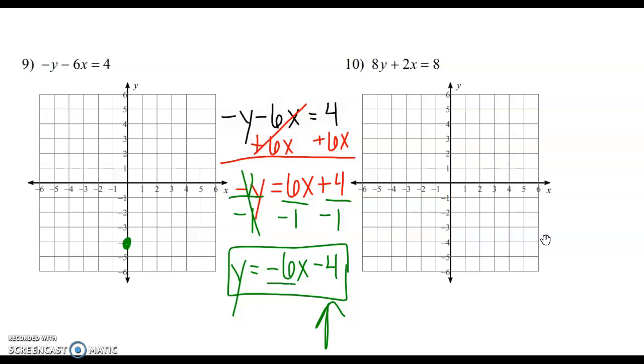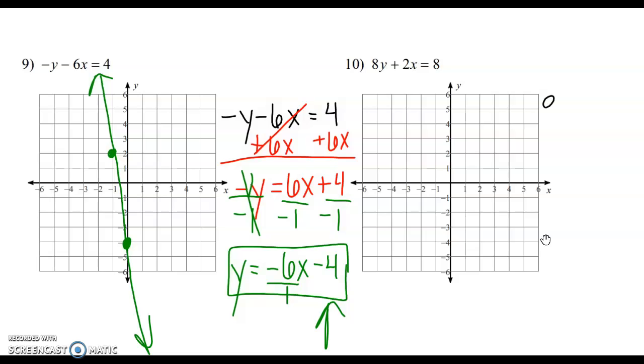Slope is negative 6, which would be negative 6 over 1. Since it is negative, if I go up 6, 1, 2, 3, 4, 5, 6, I would have to go to the left one so that when I connect the points, the line is falling. Remember, positive slopes rise, negative slopes fall.